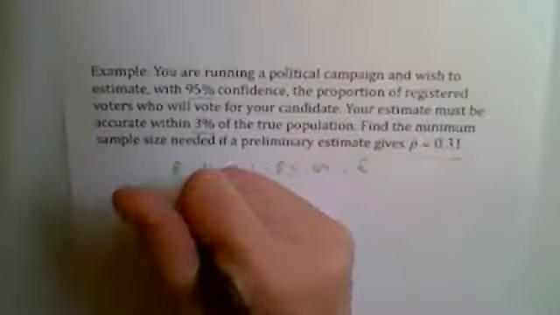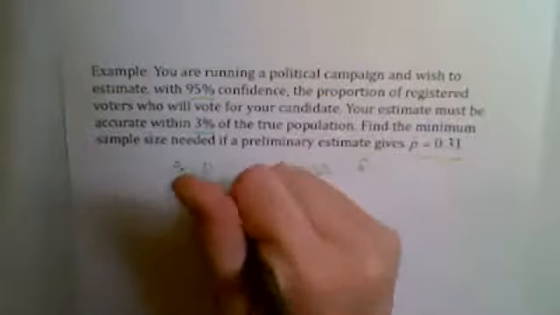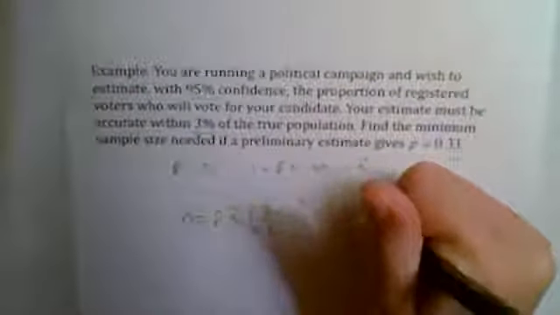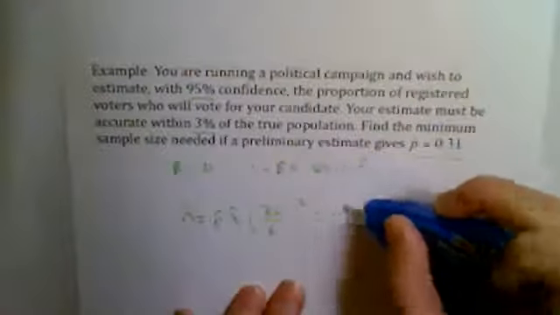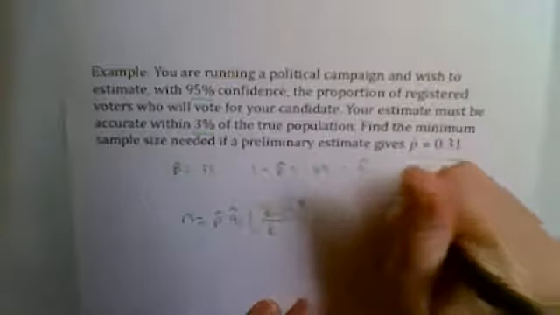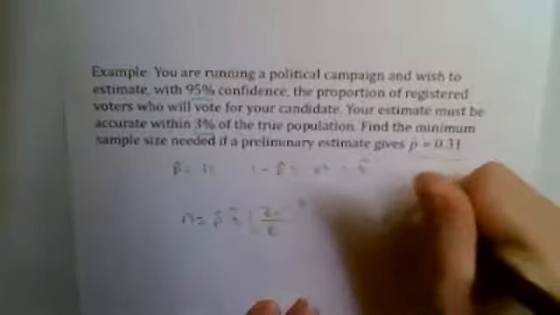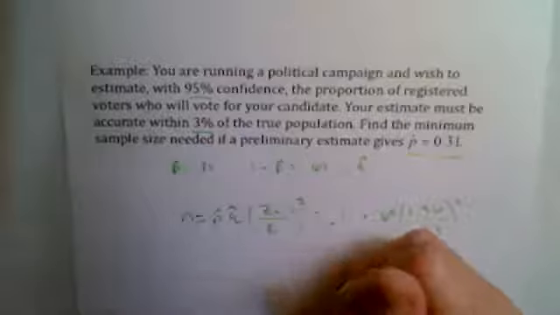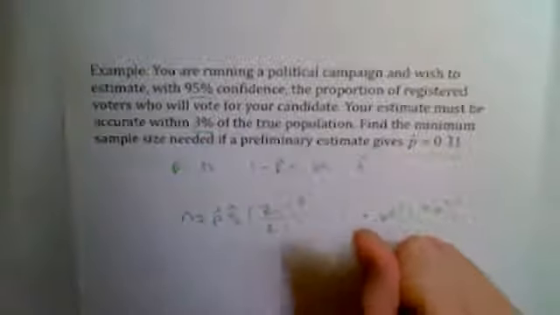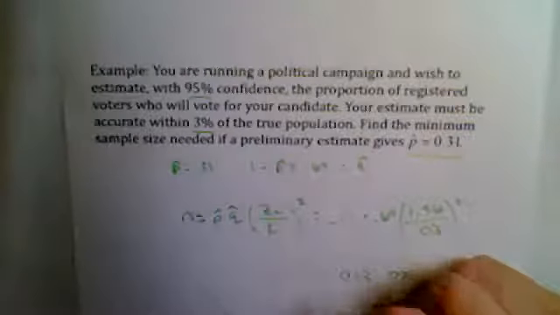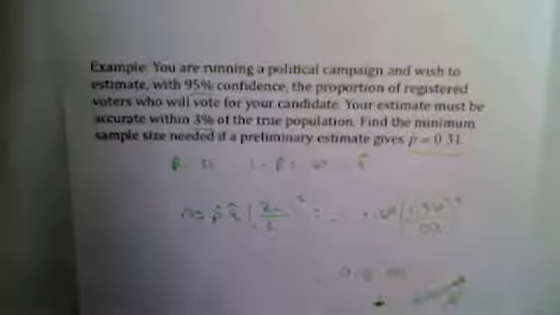Okay, so let's write down our formula. n equals p hat, q hat, z-score divided by error squared. So p hat is 0.5, nope, I lied to you, 0.31 times 0.69, coffee hasn't fully kicked in yet, 1.96 over 0.03 squared, and that is going to give me 913.02, and again, we are rounding up, so 914. All right.